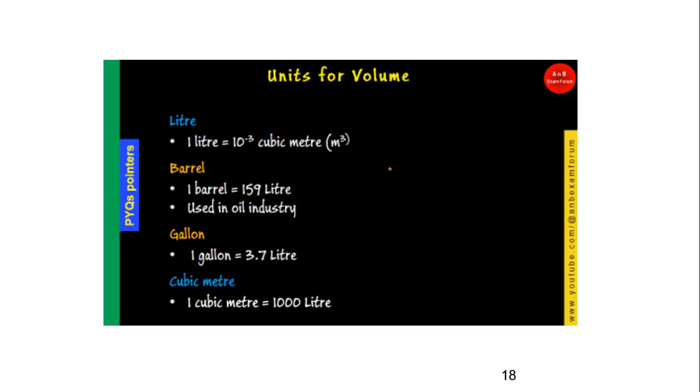The other unit of volume, as you know, 1 liter is 10 power minus 3 cubic meter, that is meter cube, and one barrel is 159 liter used in the oil industry. The other unit is 1 gallon, which is equal to 3.7 liter. This is again a good point.